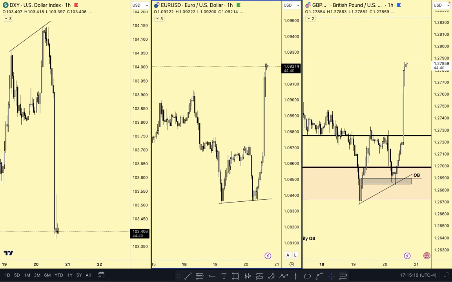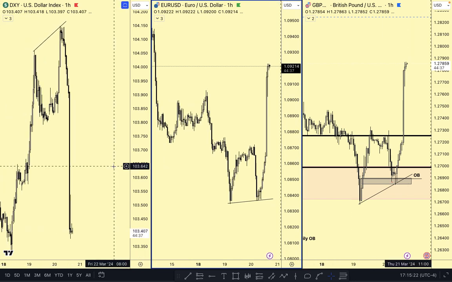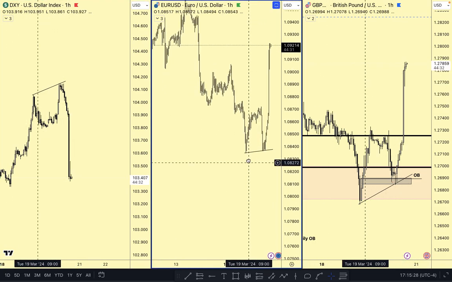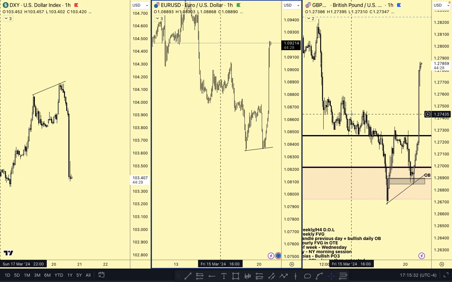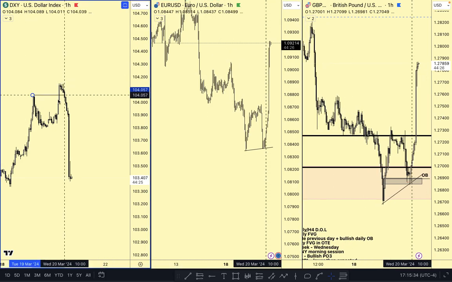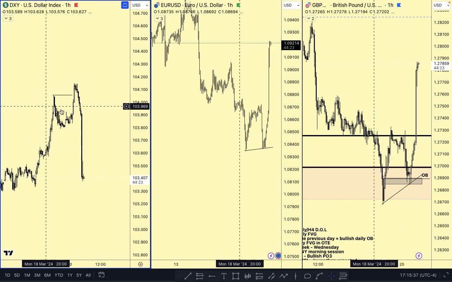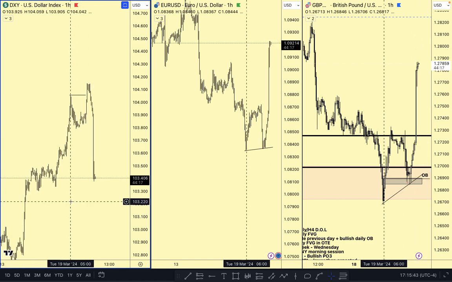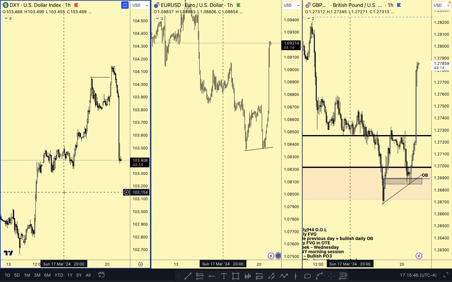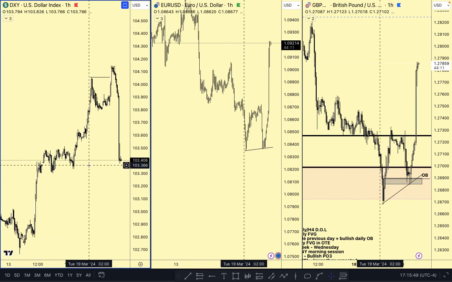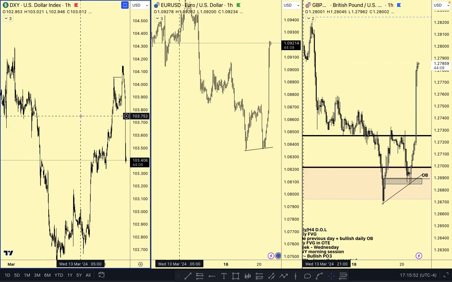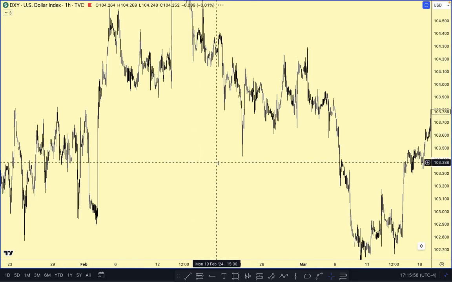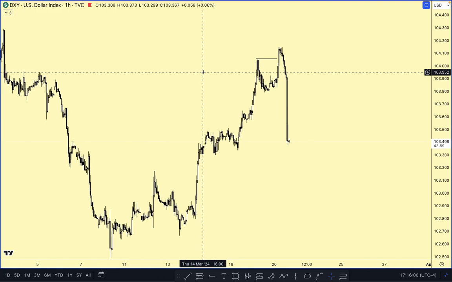And as you can see, SMT. We took liquidity on the DXY, setting the stage up for a bearish movement. But low key, if you look at it, we sort of have a market maker sell model going on here on the DXY. Let me just make it a bit larger so we can take a look at it.